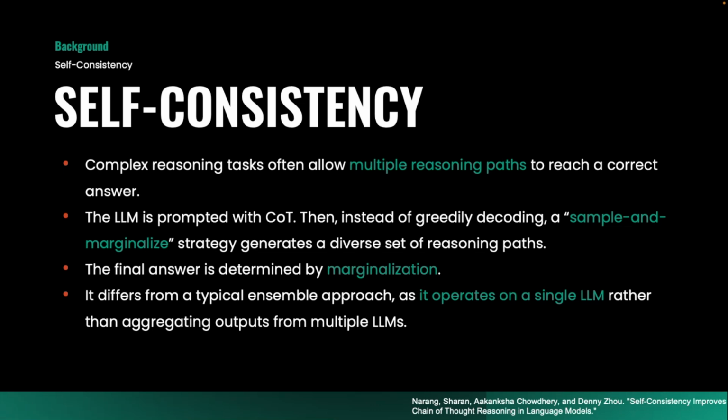Because another idea is that, yeah, we can do this reasoning step by step, but usually a human mind also allows multiple reasoning paths that lead to the correct answer. So what we do is that we prompt the LLM with chain of thought, but we don't simply greedily search over this chain of thought. We proceed with a sample-and-marginalize strategy, prompting different paths. And at the end, we determine the final answer by marginalization.